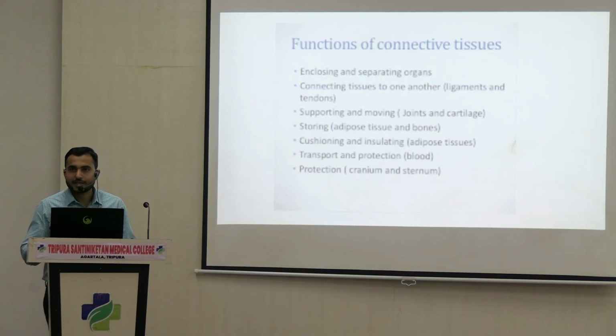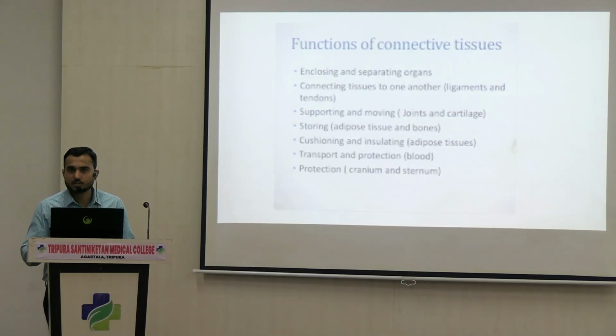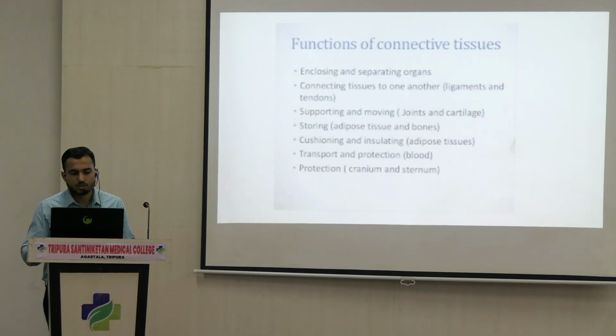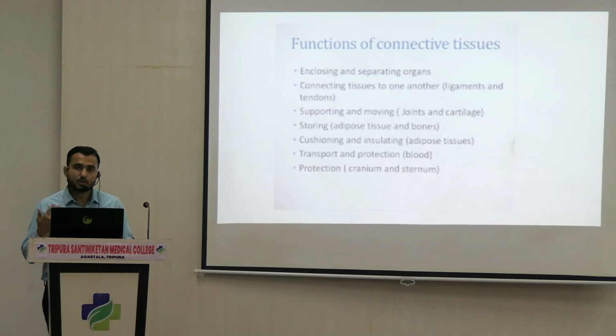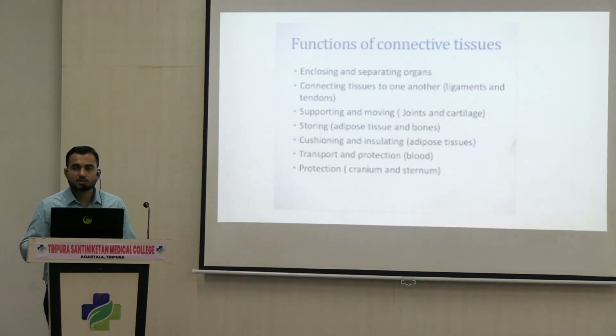Next, storing: adipose tissue is stored in our body, so that is also a function of connective tissue. Then cushioning and insulating effect, that is also provided by the adipose tissue. Then transport and protection, that is done by the blood. Again protection, that is the cranium which is protecting our brain. So these are some important functions of the connective tissue.